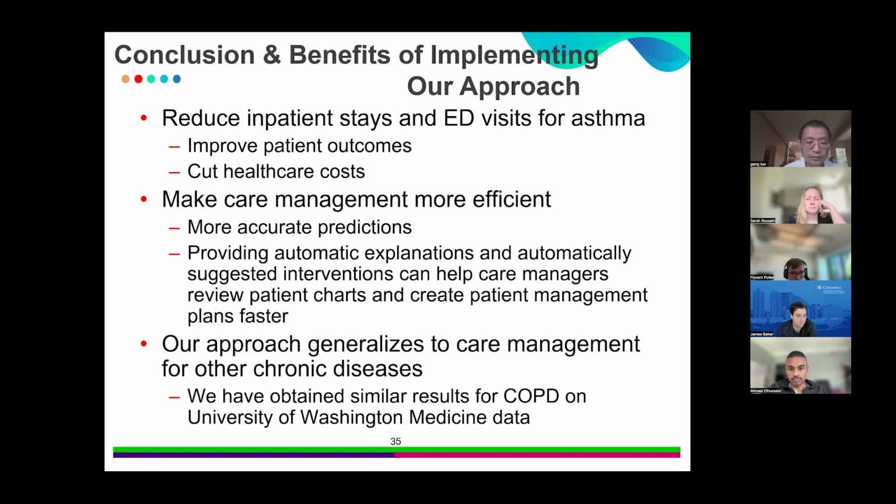And we just use asthma care management as a test case. But in general, our approach can be used to manage other chronic conditions, such as diabetes, COPD, etc. So for example, on University of Washington Medicine data, we obtain very similar results for COPD in terms of model accuracy, as well as the automatic explanation capabilities.